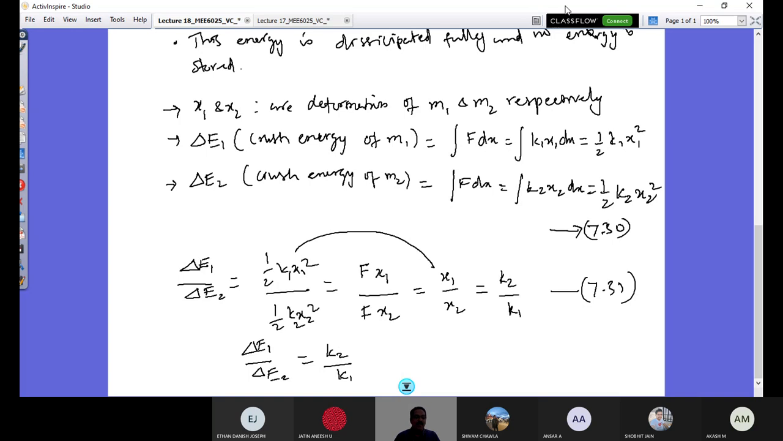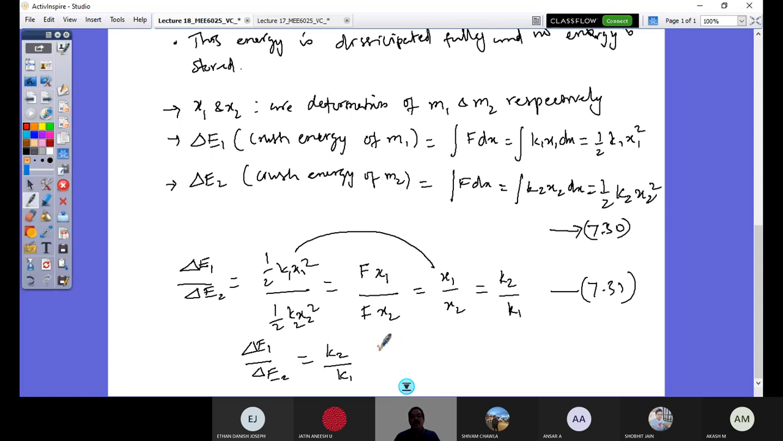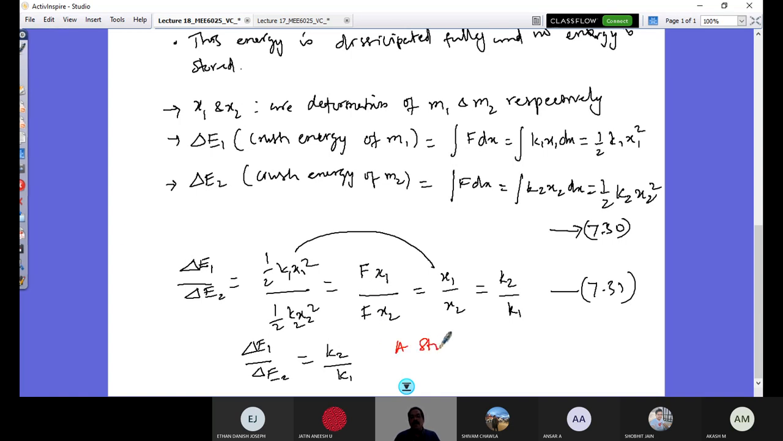So what does that mean? The stiffer the vehicle, the less of the total crush energy absorbed. So what is the meaning of this statement, this ratio? The stiffer the vehicle, the less the total crush energy absorbed. So this is what you understand from this statement.